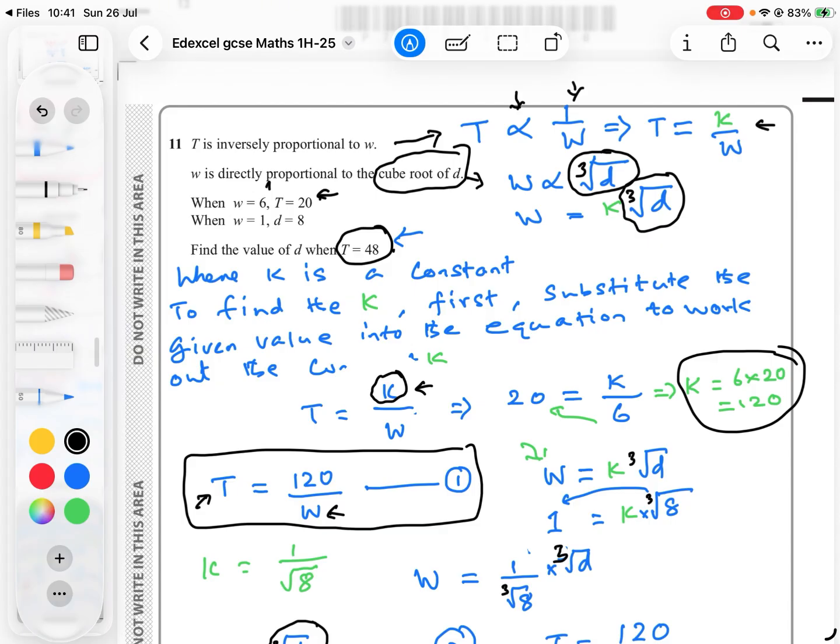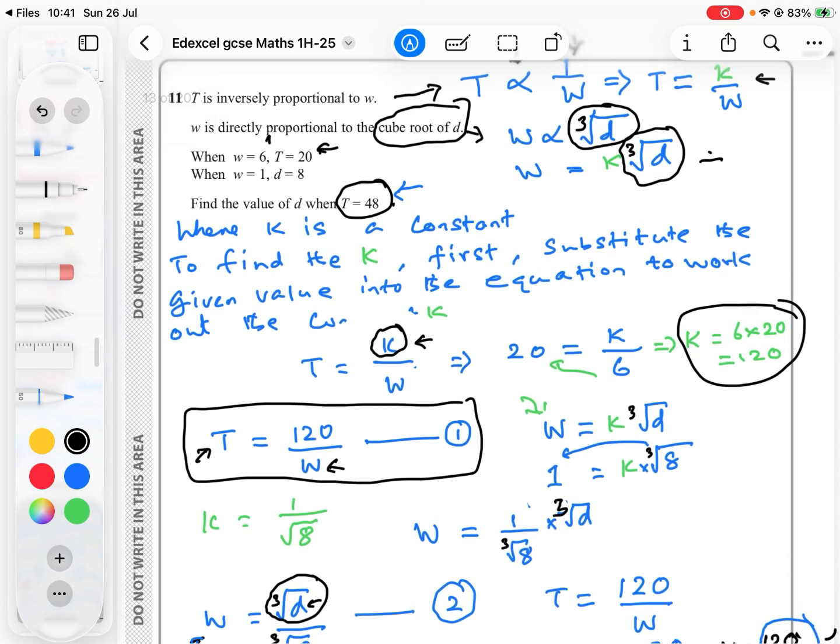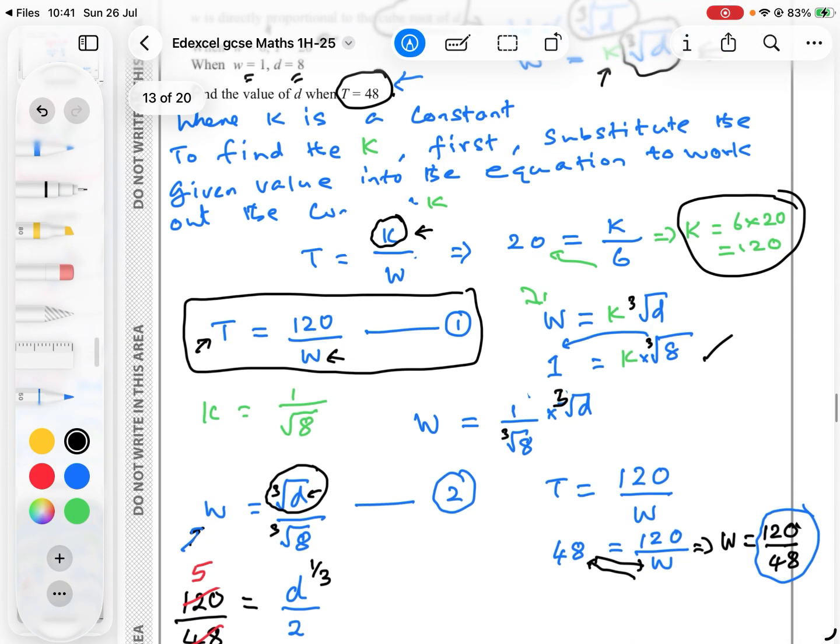Now, second, this one. We need to find K. Going to substitute W equal 1, D equal 8 here. So that means W equals K times cube root of 8. If we substitute W equal 1, K is 1 over cube root of 8, so W equals 1 times cube root of 8 divided by cube root of 8. This is equation 2.